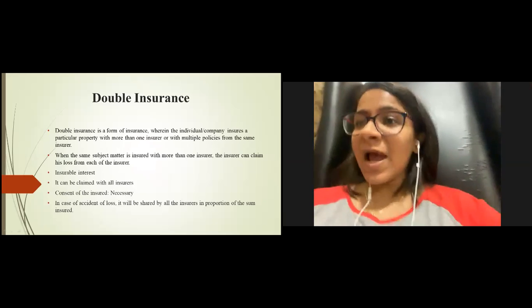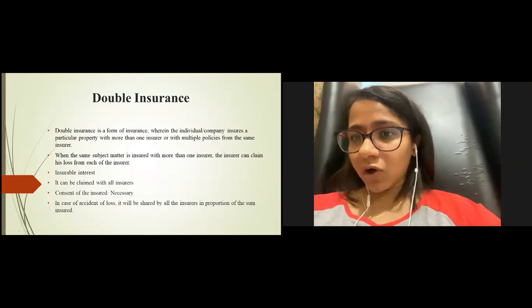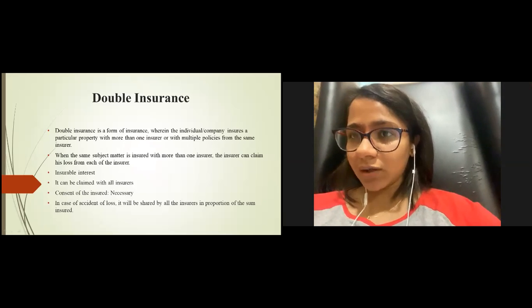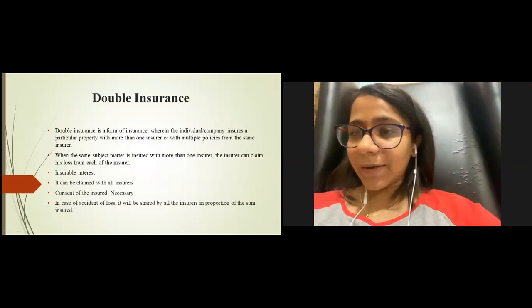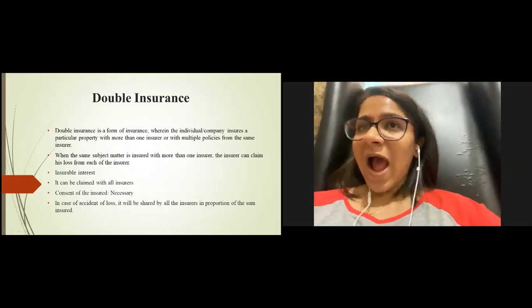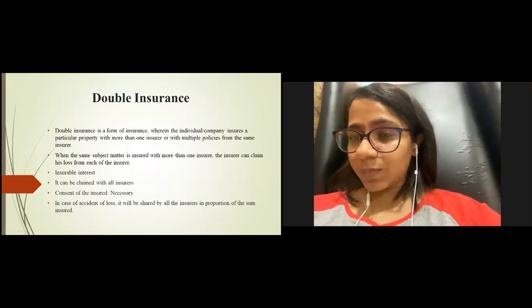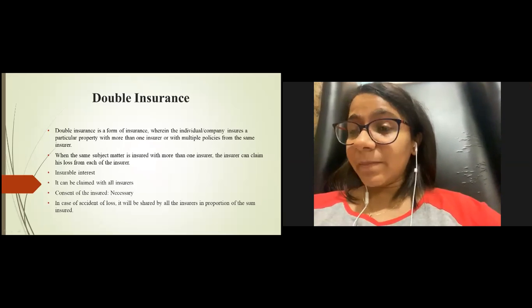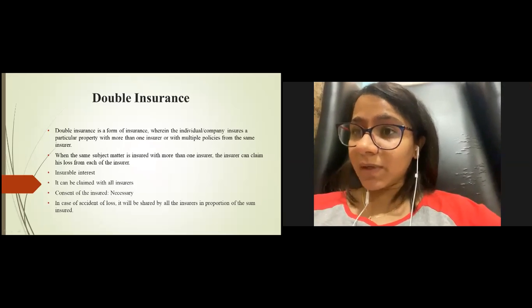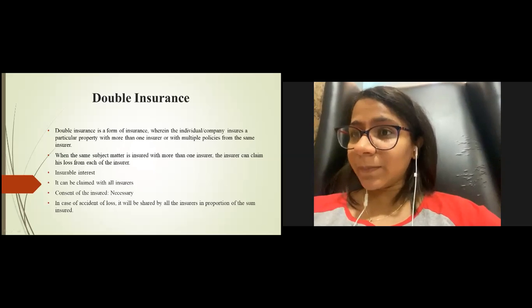For example, if your car meets an accident, you have insurance with XYZ company as well as ABC company, and the damage is 30,000 rupees, then that 30,000 rupees will be divided in proportion to the insurance premium which you have been paying the company.